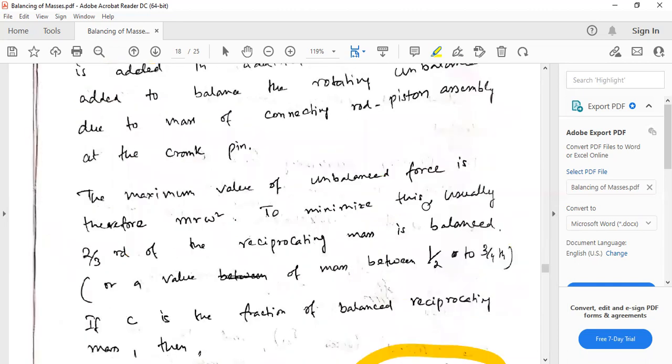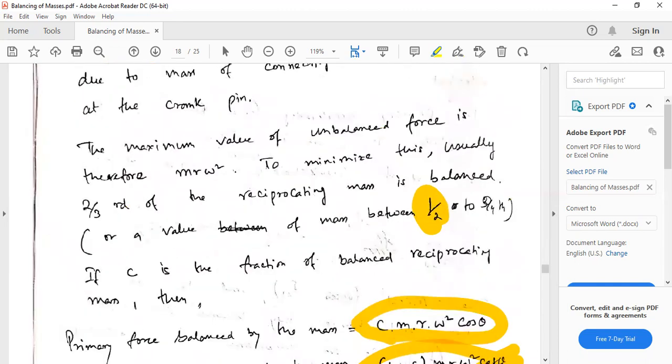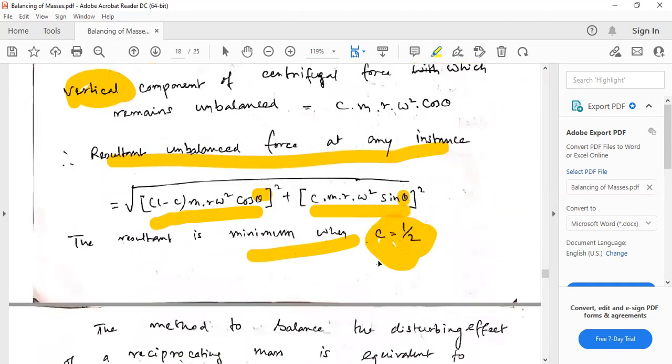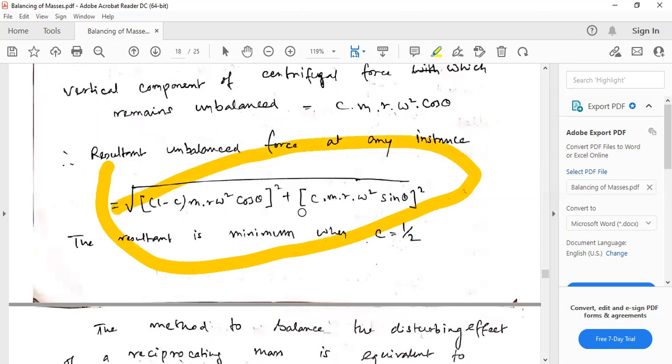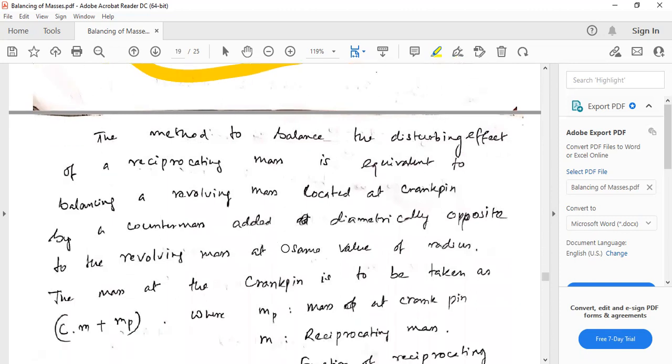That's why we start with half and go up to 3/4. So we cannot unbalance less than 50%. We have to actually balance 50% of the unbalanced force. And this is actually the resultant. So mathematically, we have to get the unbalanced force value by finding the square root of (1 minus C) m r omega square cos theta whole square plus C into m r omega square sin theta whole square, root of that. Okay, this is the resultant.